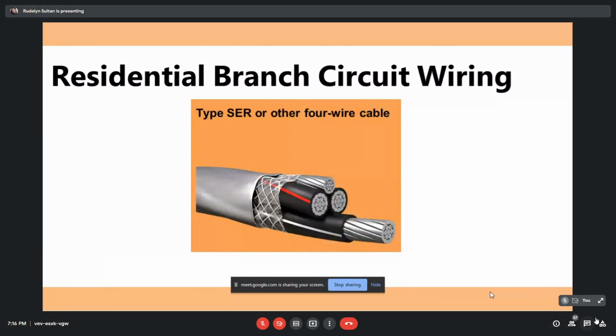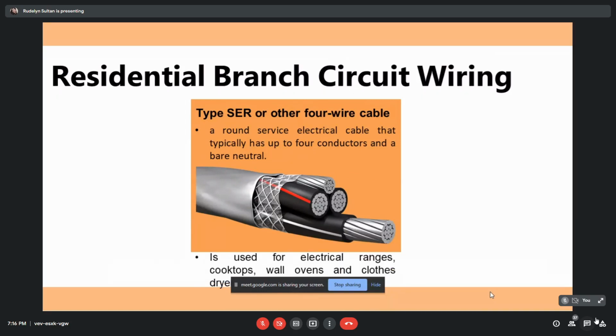And lastly, the type SER or other 4-wire cable. SER is a round service electrical cable that typically has up to 4 conductors and a bare neutral. It is used for electrical ranges, cooktops, wall ovens, and clothes dryers.